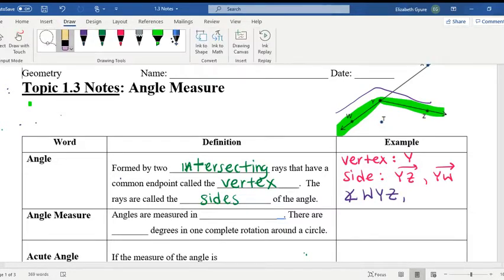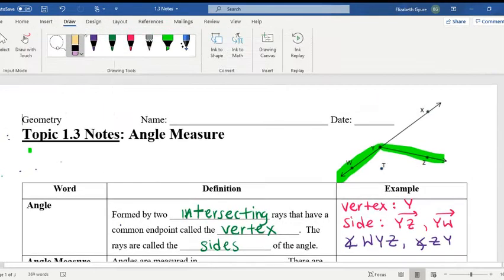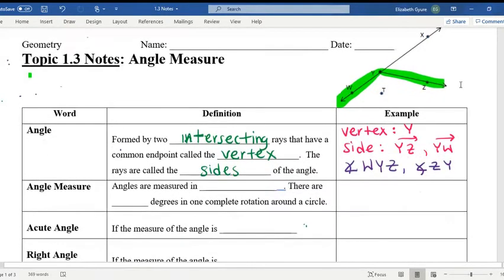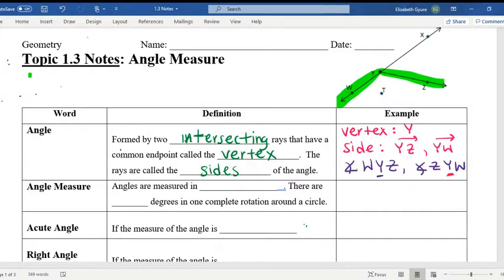You don't have to go in that order. You could go the other way around and also say angle ZYW. Either way you want to do that is totally fine. Something that you might notice though is that point Y is always in the middle. See right here, Y is in the middle, Y is in the middle. That's because the vertex always has to be in the middle when you're naming it. That tells you exactly what order you're going to go in.